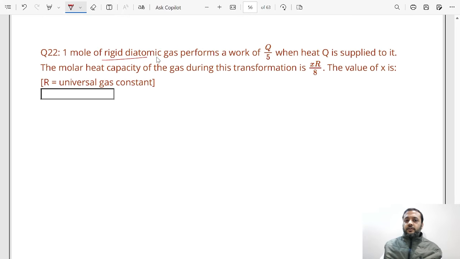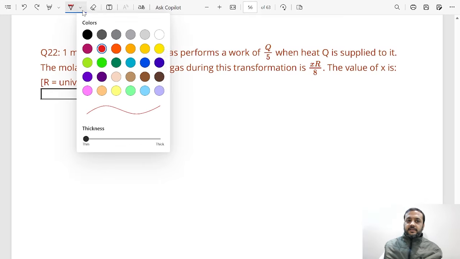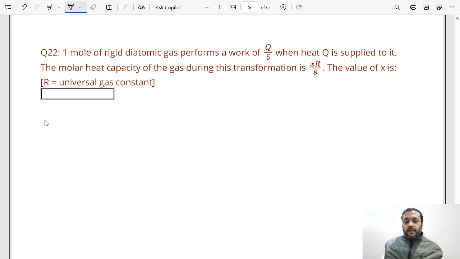1 mole of a rigid diatomic gas performs a work of Q by 5 when Q heat is supplied to it. We have to find the molar heat capacity of this gas in this process. So look, using the first law of thermodynamics, this is an easy question. I think many of you might have done this.